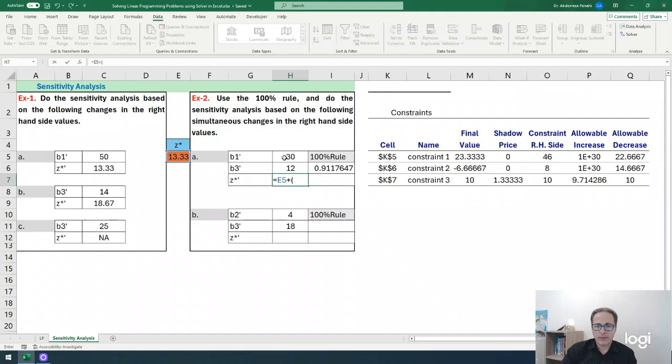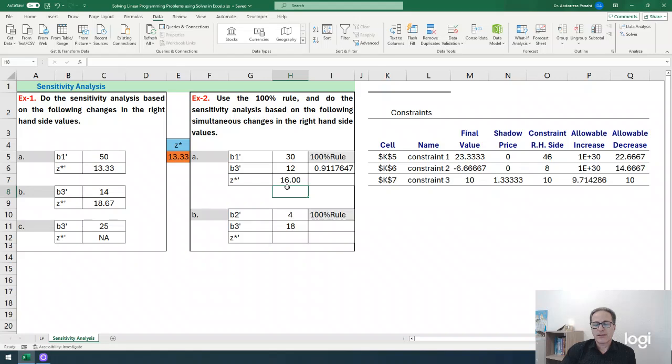This time we write the new one minus the old one, because the objective value can increase or decrease, minus the original one multiplied by its shadow price. Since it is 0, it's not going to make any change. Plus the other change, this 12 minus the original value, which is 10, then multiplied by its shadow price, which is 1.33, and you can see which cells are selected.